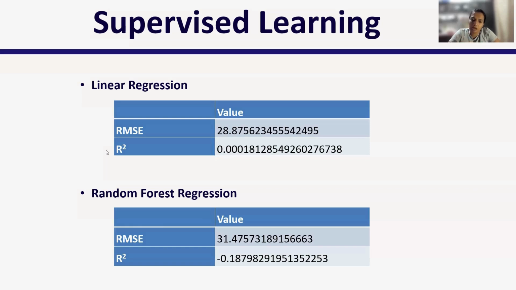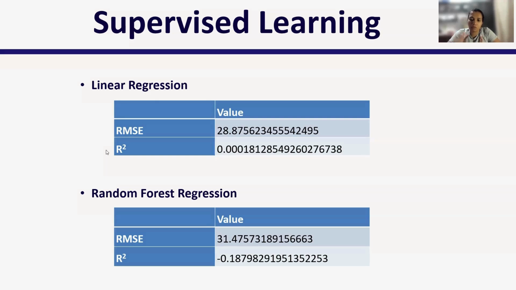And regarding the R squared value, it is minus 0.188, which means it is below 0. It is unusual and suggests that the model is performing worse than the simple average mean prediction. So this means random forest regression is not fitting the data well and might be overfitting or underfitting.